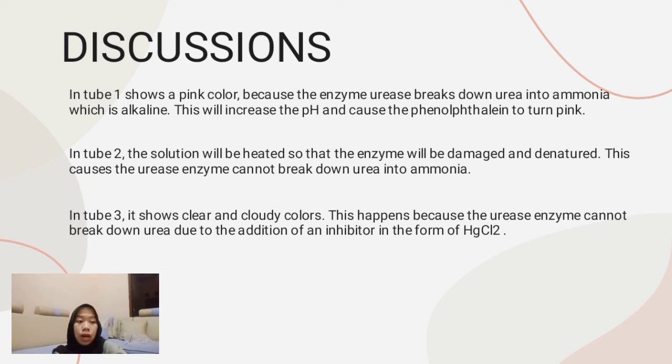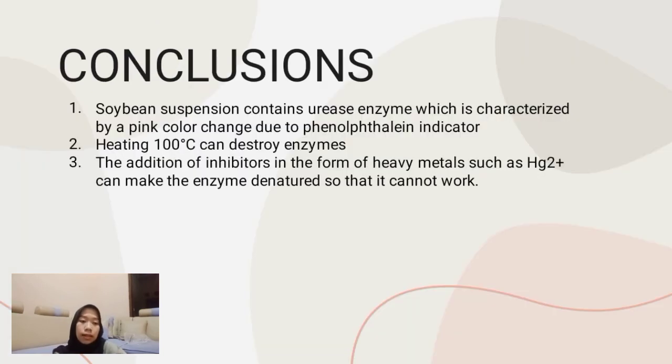In tube 2, the solution was heated so that the enzyme was damaged and denatured. Thus the urease enzyme cannot break down urea into ammonia. In tube 3 the solution is clear and colorless. This happened because the urease enzyme cannot break down urea due to the addition of an inhibitor in the form of HgCl2. So that is the result and discussion of this experiment, and then we can come to the conclusion.